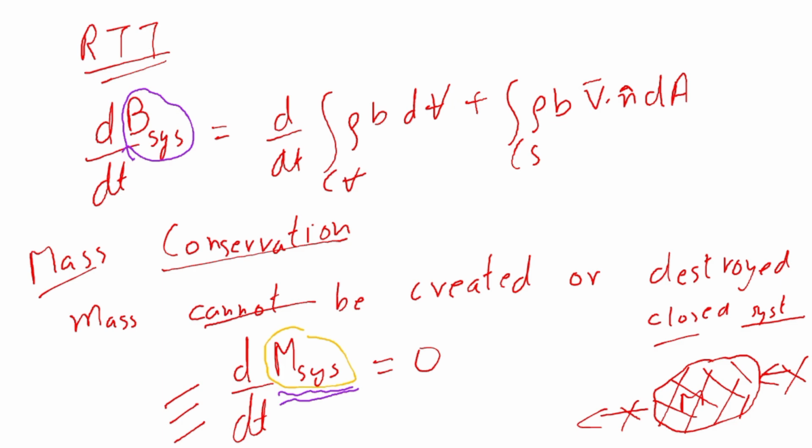So we can use that to rewrite this Reynolds transport theorem for a specific property of the fluid, which is mass. So essentially we are saying that B of the system is nothing but mass in this case. So it's the mass of the system. So if that is the case, what is small b?